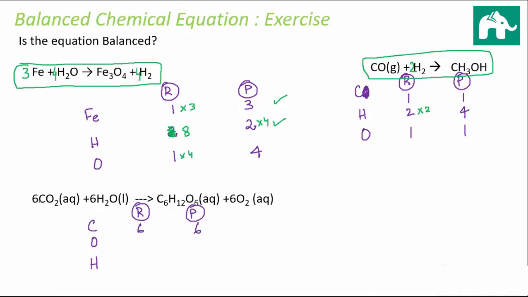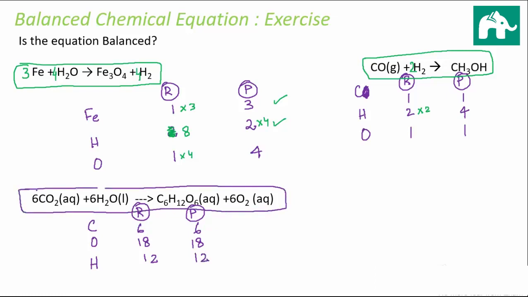6. How many oxygen on the reactant side? 6 2s are 12 plus 6, that is 18. Product side 6 plus 12, that is 18. Hydrogen on the reactant side we have 12. On the product side again we have 12. So we see that this is already a balanced chemical equation. So we really do not need to do anything to balance it.